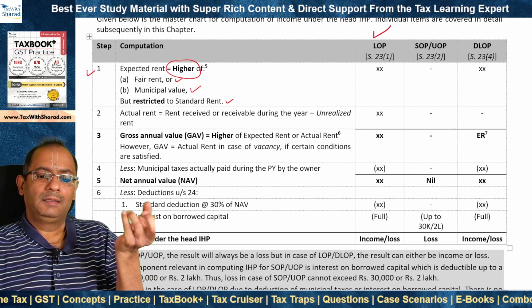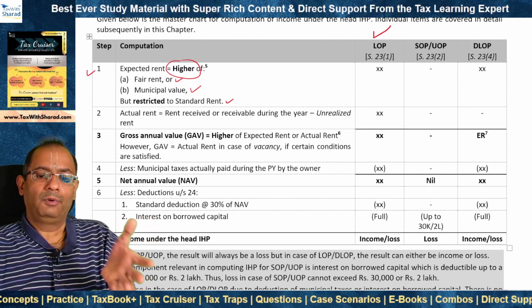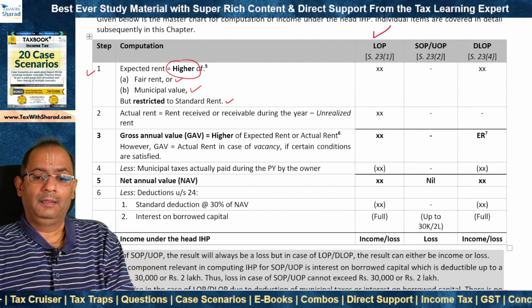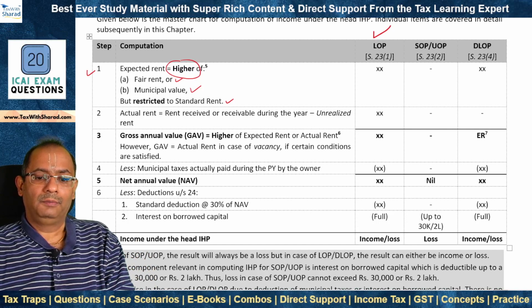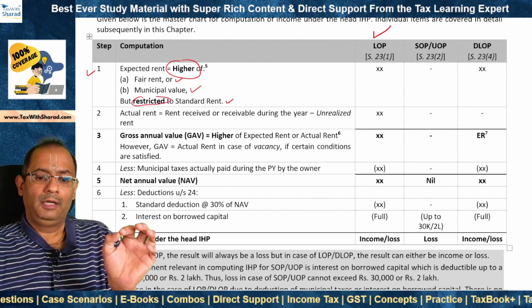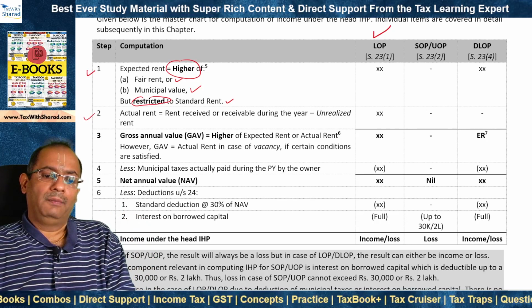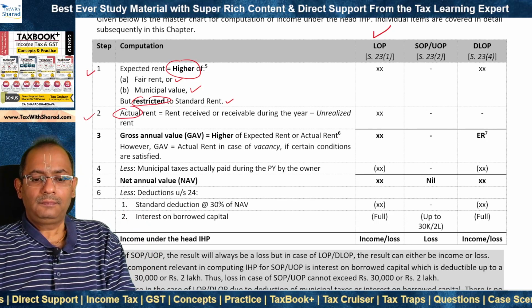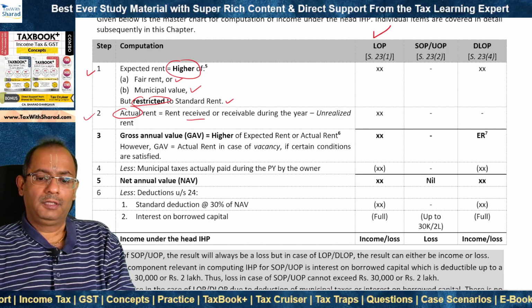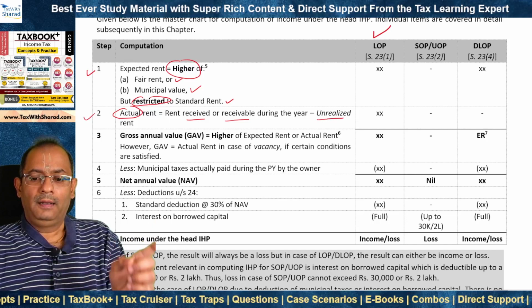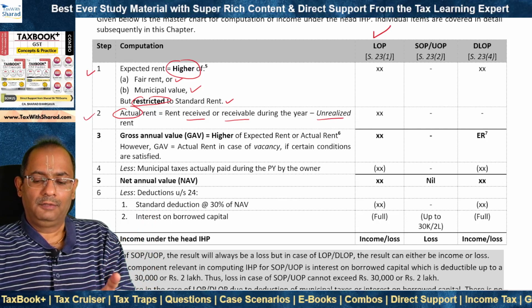Expected rent basically is the rent that one can expect from the property. This is not actual rent, this is the expected rent, and therefore it is the higher of fair rent or municipal value but restricted to the amount of standard rent. In the second step, we determine the actual rent, which is received or receivable during the year. We also deduct any unrealized rent if certain conditions are fulfilled.